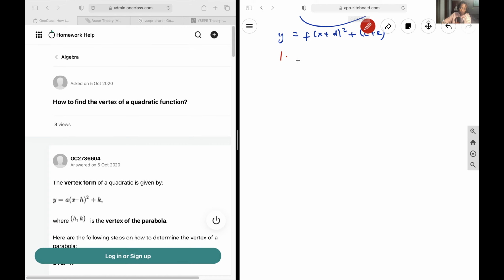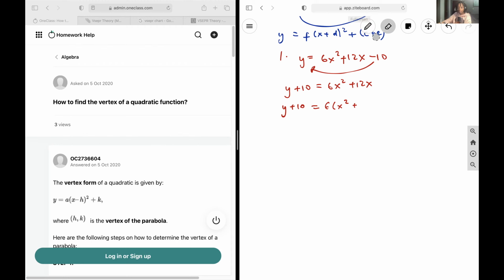Let's say we're given the equation y is equal to 6x squared minus 12x. Sorry, plus 12x minus 10. So first off, we're going to bring the number on. So y plus 10 is equal to 6x squared plus 12x. Next, we want to remove any common factors. So y plus 10 is equal to 6 into x squared plus 2x.